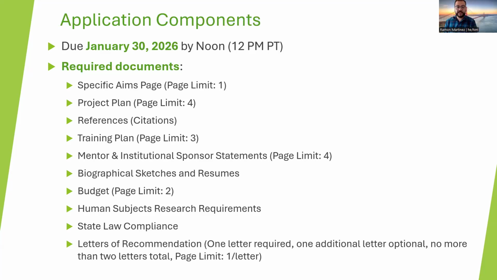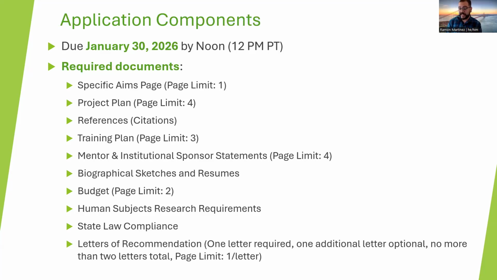We will have a specific aims page, a one-page specific aims page, a project plan no longer than 4 pages, references and citations which do not have a page limit, a training plan with a page limit of 3, a mentor and institutional sponsor statement with up to a 4-page limit. And I believe in the RFA itself, it'll talk about specific documentation and expected signatures from the institution as to what is required on that document.